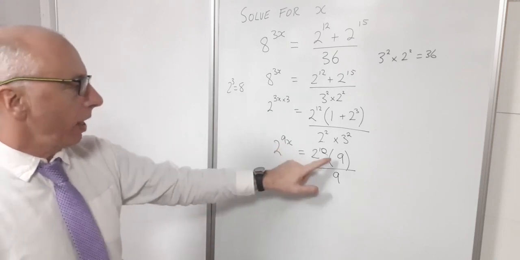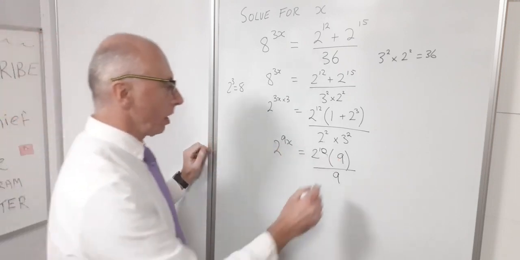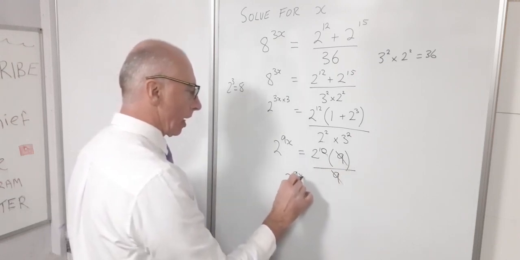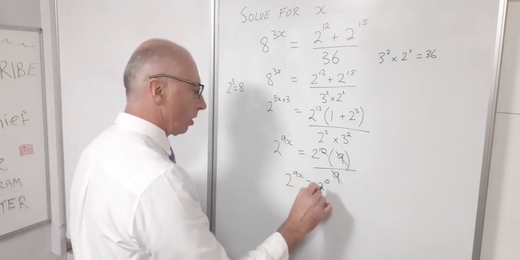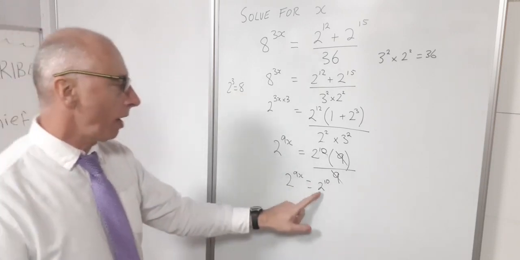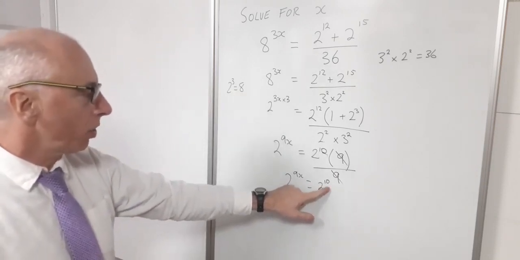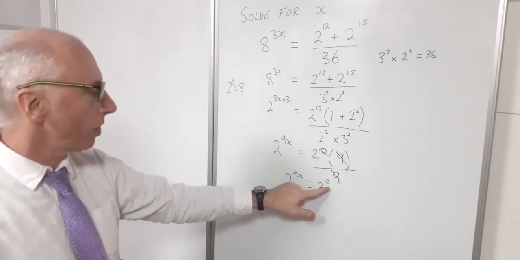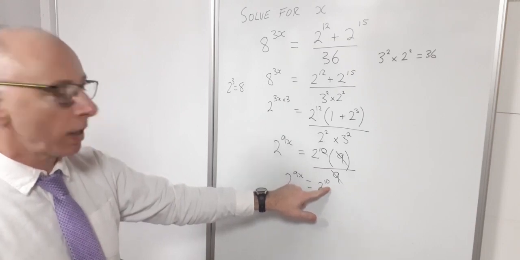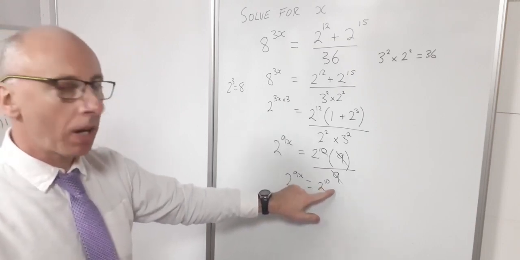Okay, now here 9 and 9, they can cancel out. So now I'm left with 2 to the 9x equals 2 to the power of 10. Okay, well 2 to the power of 10, we could calculate that out. Well 2 to the power of 8 is 256. So 2 to the 10 is going to be 1024.